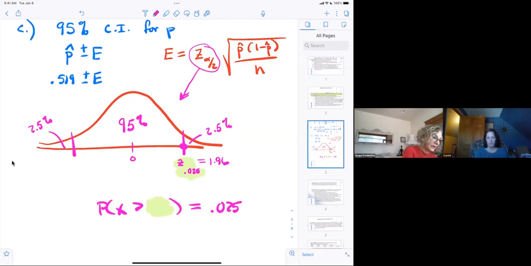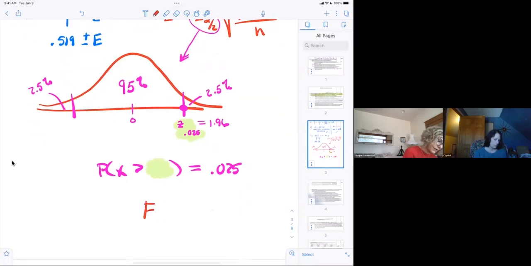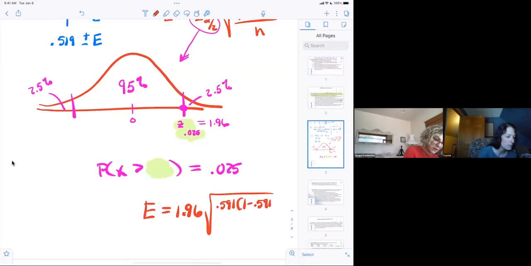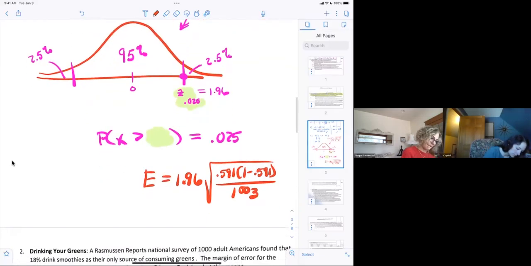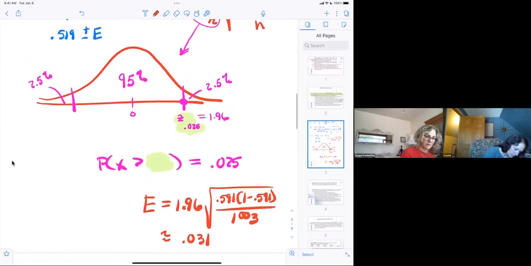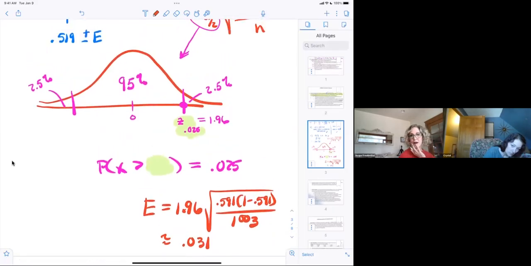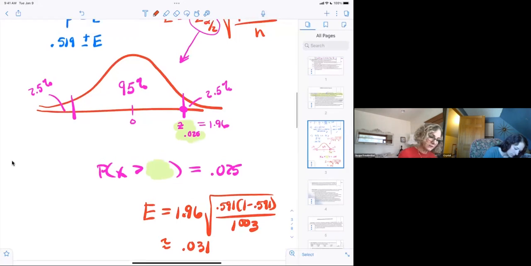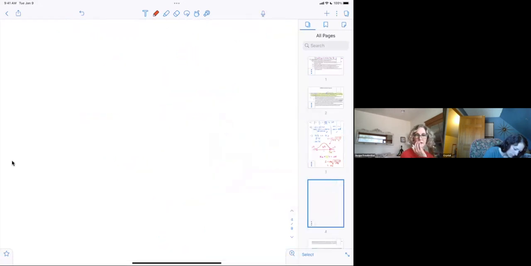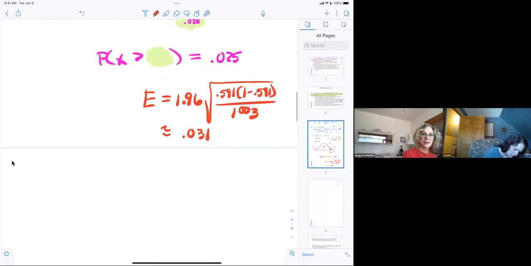Okay, so in my error formula then, my error would be 1.96, the critical value, times the square root of 0.591 times 1 minus 0.591 all over 1003. We get an error of approximately 0.031 when you calculate that.